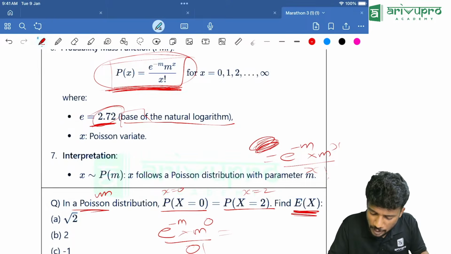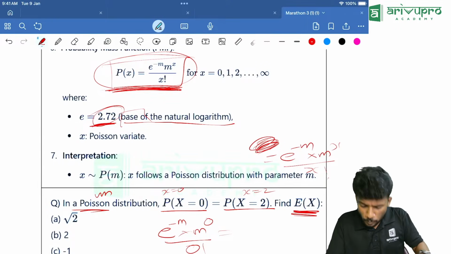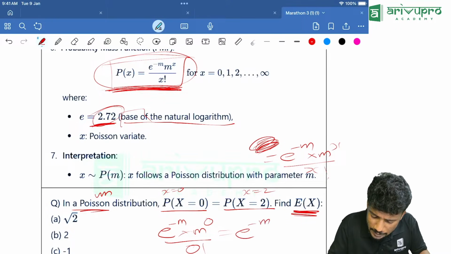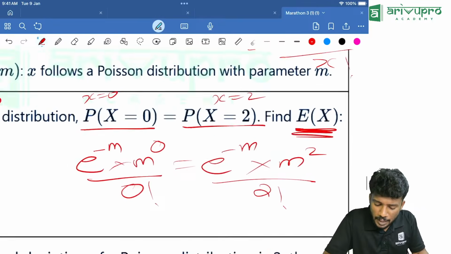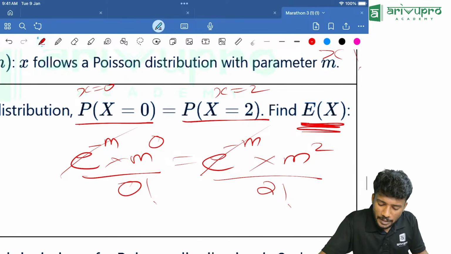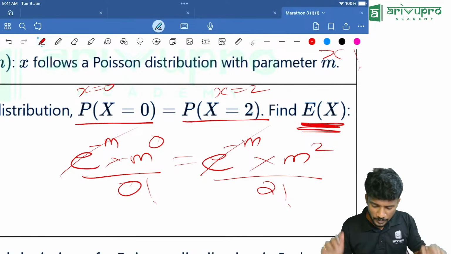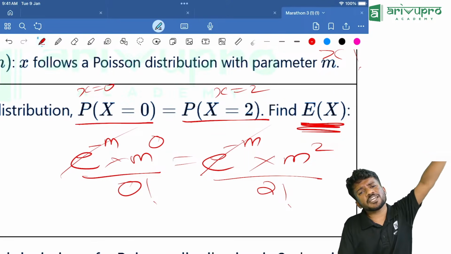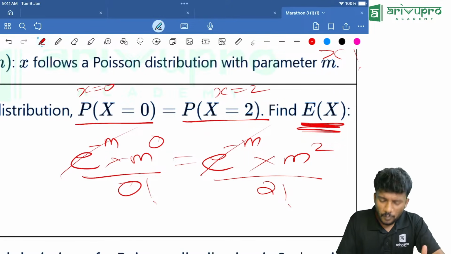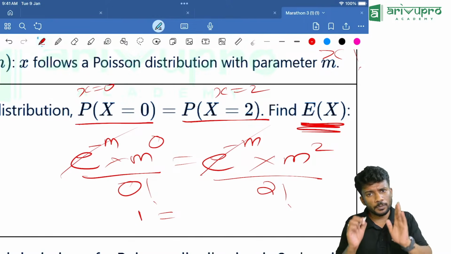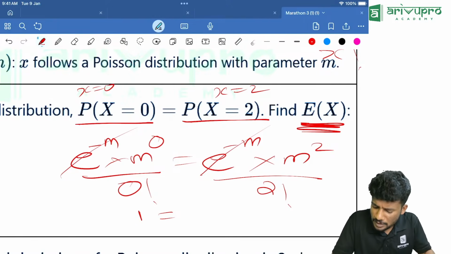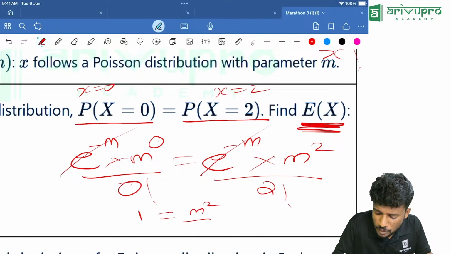1. Which is equal to, P of x equals 2. How to do it? e raised to minus m into m square divided by 2 factorial. Correct? Now tell me, can I cancel e raised to minus m? Done. Then m raised to 0, any number raised to 0 is how much? 1. 0 factorial is how much? 1. So numerator and denominator became 1, is equal to m square by 2.